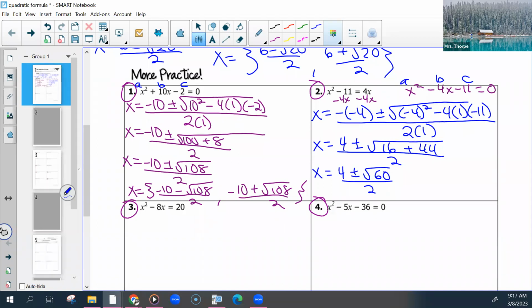Is 60 a perfect square? Will you get a whole number? No. So we would leave that as is, but separate it. 4 minus the square root of 60 all over 2, and 4 plus the square root of 60 all over 2.